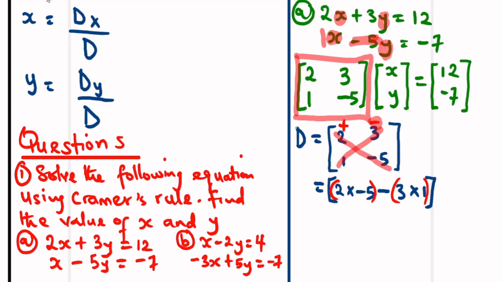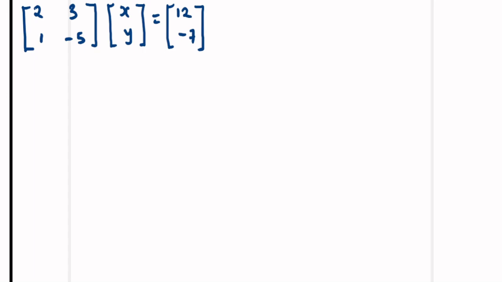So now let's solve. D is equal to 2 times minus 5, which gives us minus 10, and then we have minus 3 times 1, which gives us 3. Now D is equal to minus 10 minus 3, which is minus 13. Let's take note of this: our D is equal to minus 13. Now let's look for the determinant of the coefficient of x and the determinant of the coefficient of y. So now we are looking for Dx.